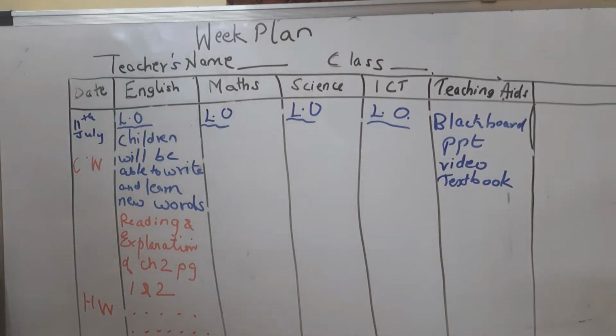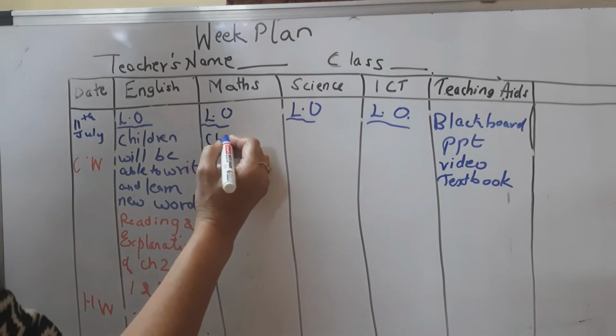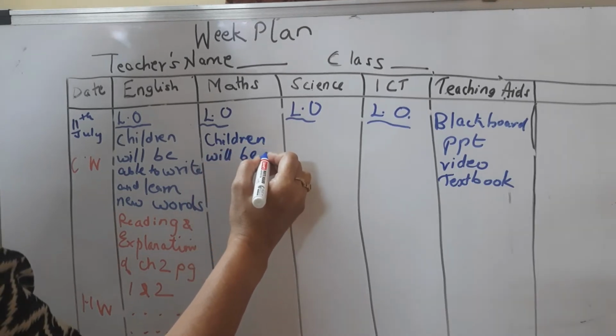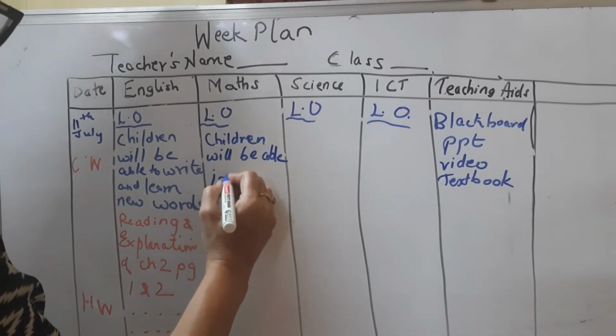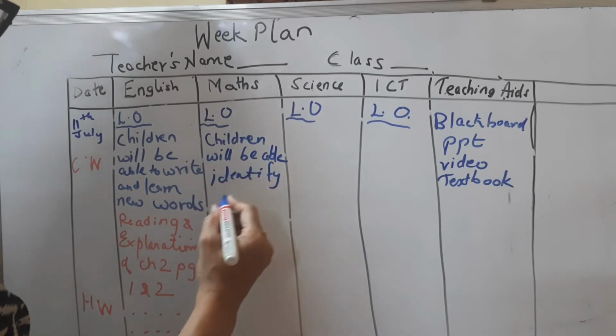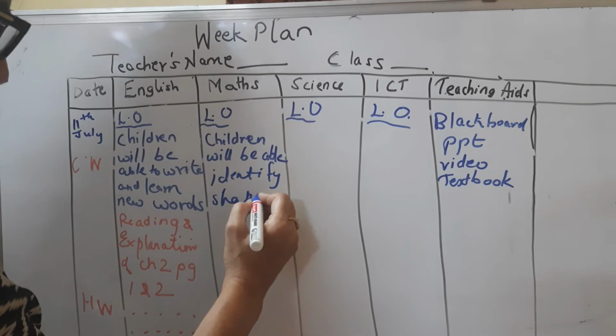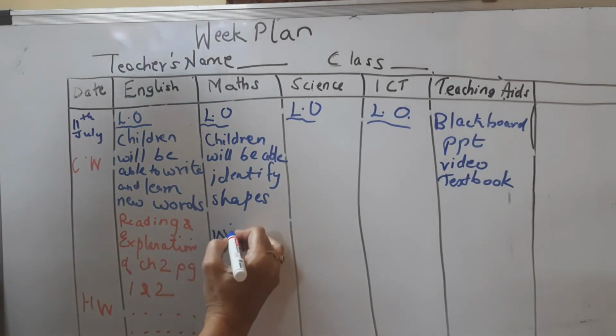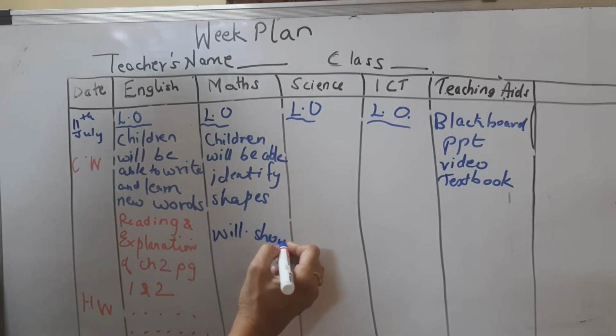So suppose, as an example in maths, you have to identify the plane shapes. I'll give you an example. So you will be writing, children will be able to identify shapes. And then you can say what you are going to do in maths, which chapter and what you're going to do. What you can also mention here is, what will you be doing: will show shapes.